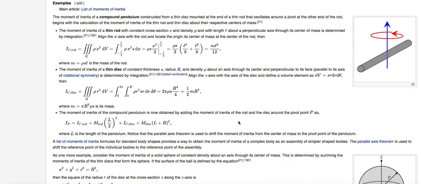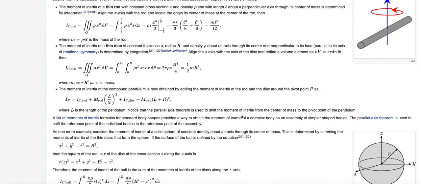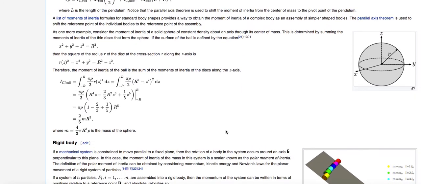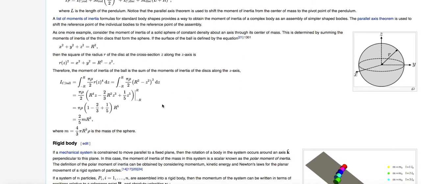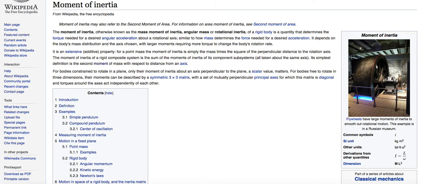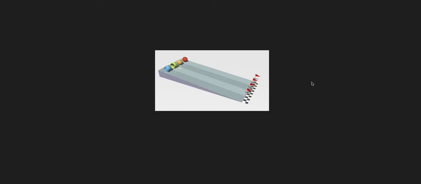We have the moment of inertia of a compound pendulum. Here is the moment of inertia of a disk, of a sphere. Okay, 2/5 mr squared. So these moments are given. So let's focus maybe on the picture which was presented here. So let's look. In this picture, you have a few objects like a sphere, a solid sphere.